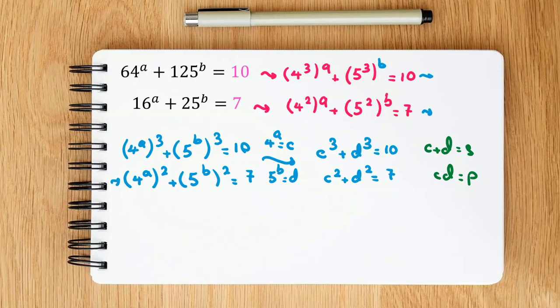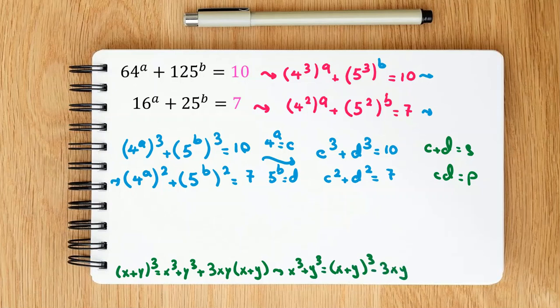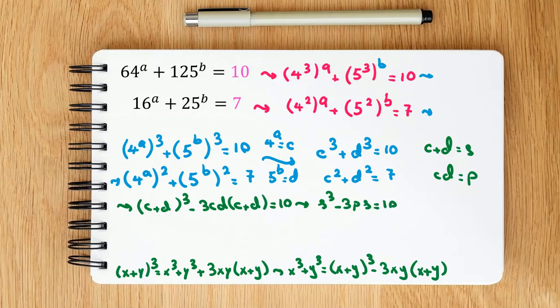The first thing you should know is that x plus y cubed equals x cubed plus y cubed plus 3xy times x plus y. You should memorize this identity. So we can conclude x cubed plus y cubed equals x plus y cubed minus 3xy times x plus y. If we apply this in the first one, c cubed plus d cubed is c plus d cubed minus 3cd times c plus d, equal to 10. c plus d is s, because the sum is s: s cubed minus 3sp equal to 10.